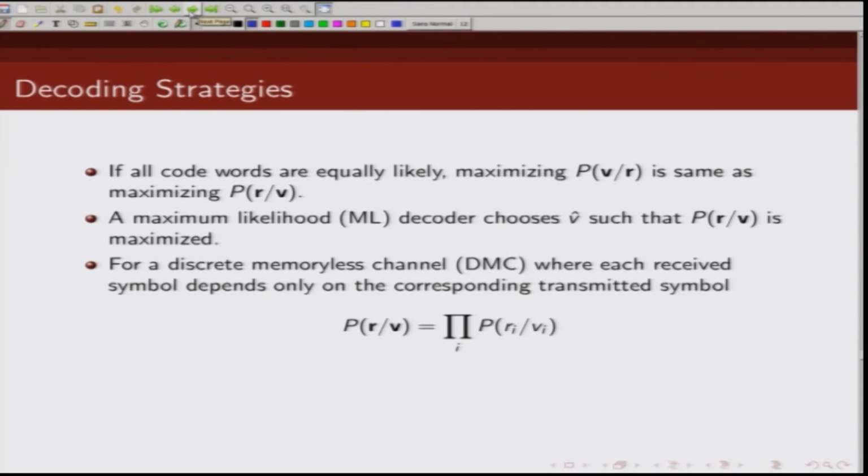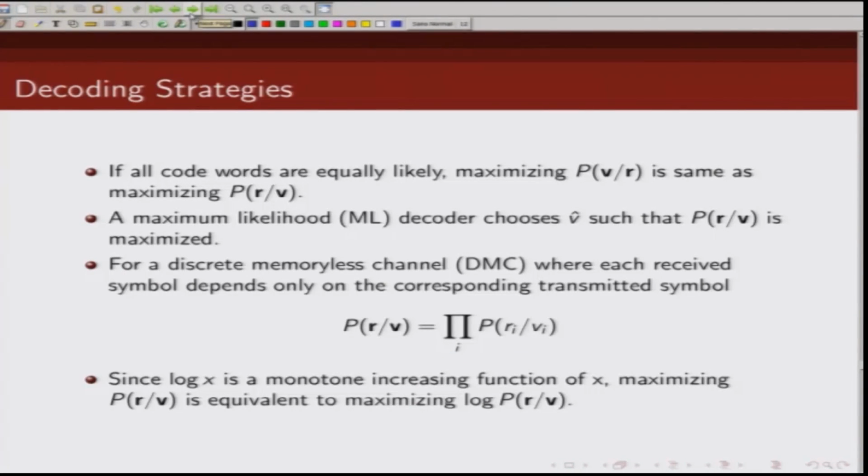Now, if we consider that our channel is a discrete memoryless channel, in other words, we can write the probability of the received sequence R given the transmitted sequence V as a product of these individual probabilities. If that happens, then we can further simplify our maximizing criteria. So, maximizing this is the same as maximizing this.